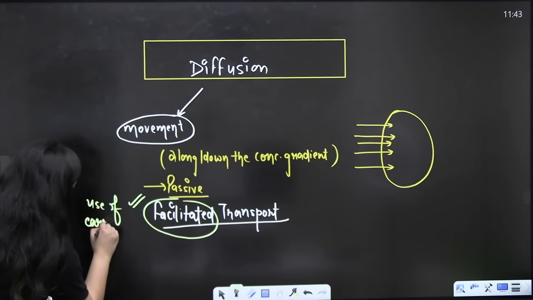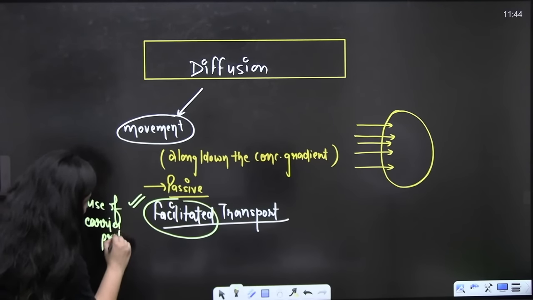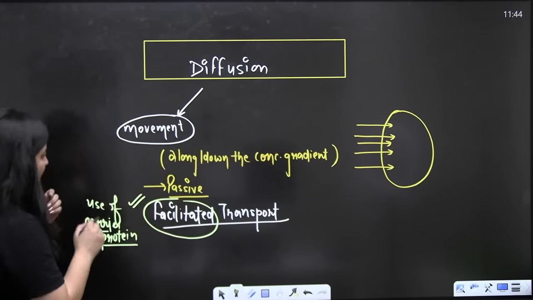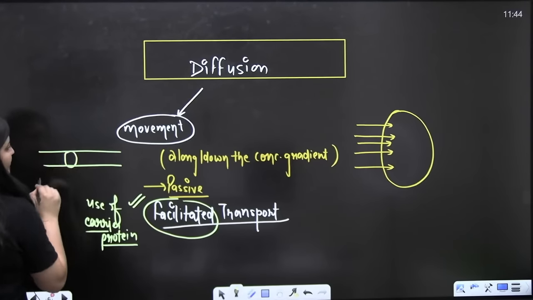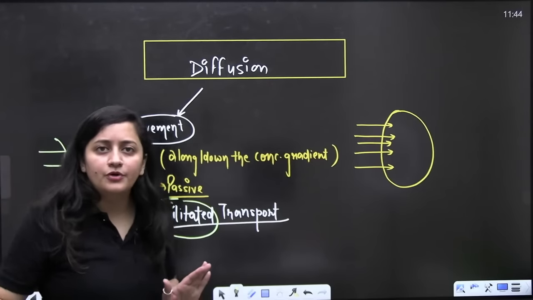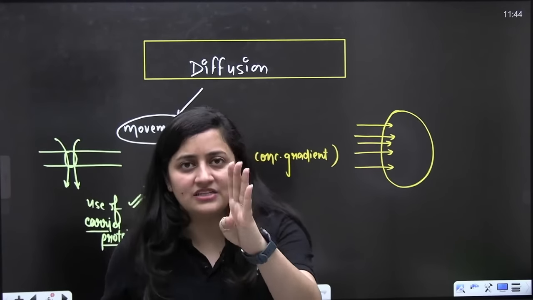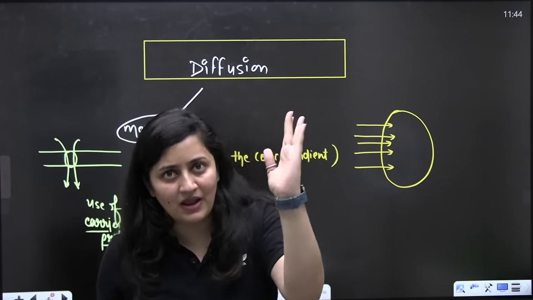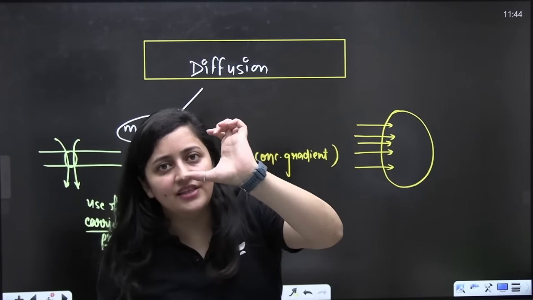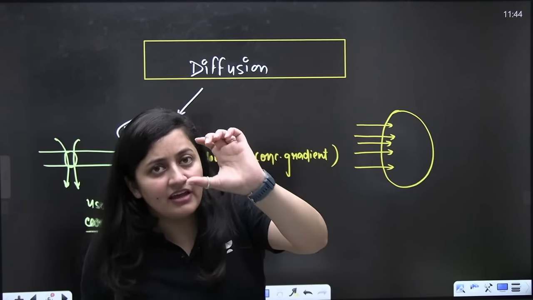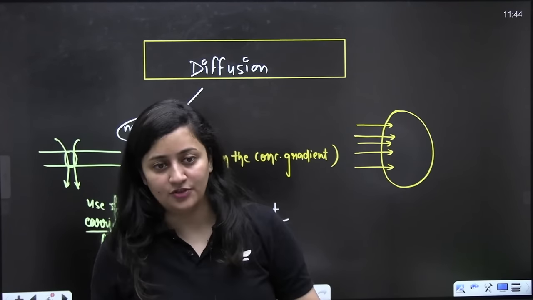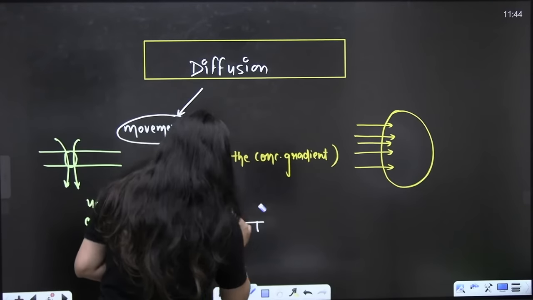Right, there will be the use of carrier protein, and those carrier proteins are present in the plasma membrane. Like, see, here you have the membrane, here you have the carrier proteins. So things will go through these carrier proteins. Whatever cannot cross the plasma membrane directly, whatever cannot cross the plant cell walls directly, obviously they need some carrier protein, right? And whenever a carrier protein is used for a transport, the word that we are going to use is facilitated transport.